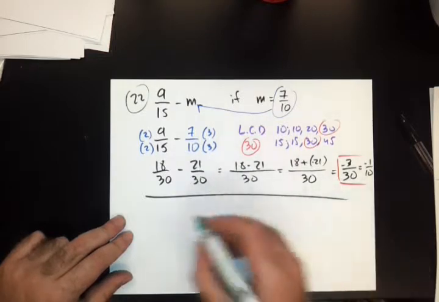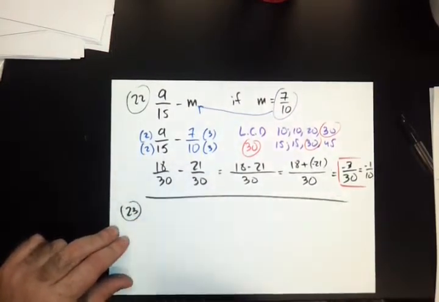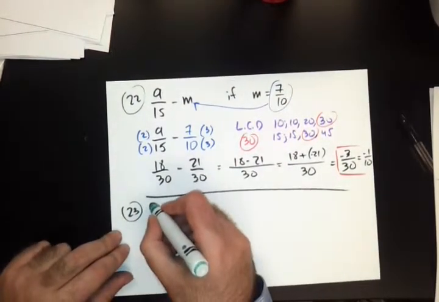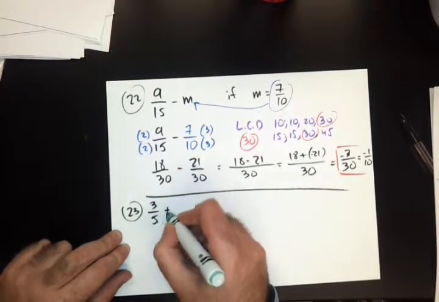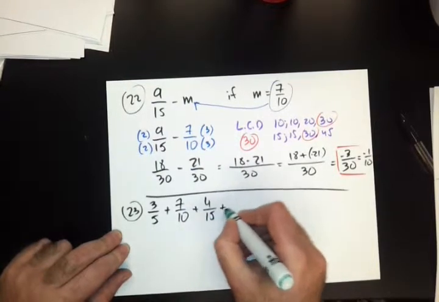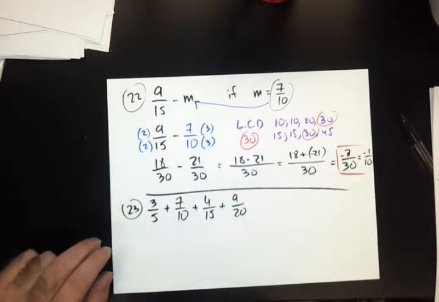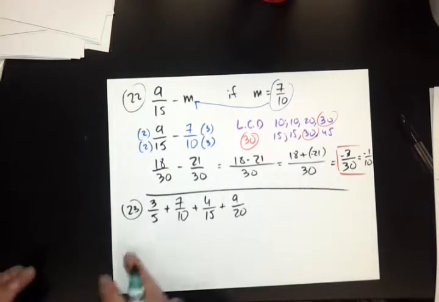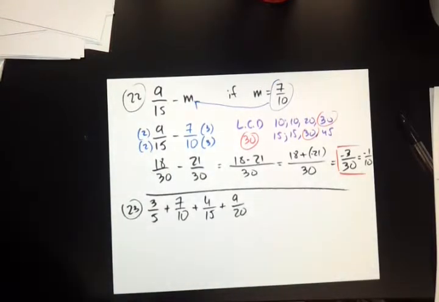And I'm going to do 23. I'm not going to fully work out 23. I'm just going to tell you what the common denominator should have been. So you had 3 over 5 plus 7 over 10 plus 4 over 15 plus 9 over 20. And if you went through the painstaking process of multiplying all of these across, if you multiplied 5 by 10, then by 15, then by 20, you would have gotten 15,000. Yeah, don't do that. Find the LCD.